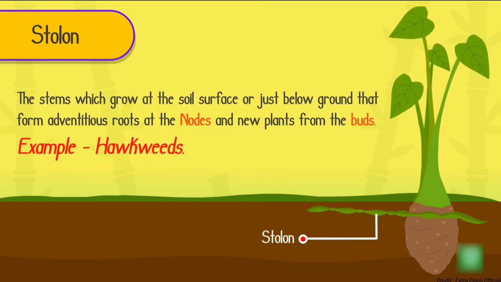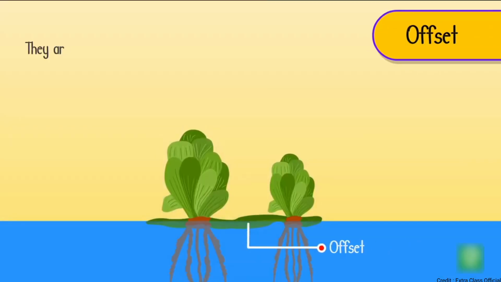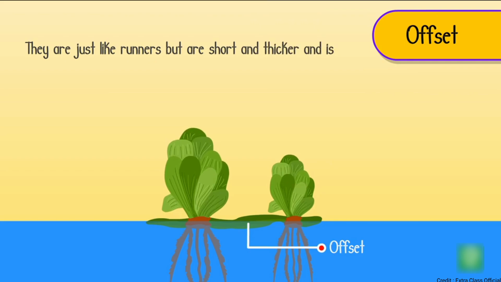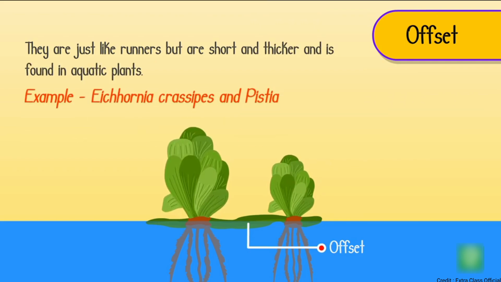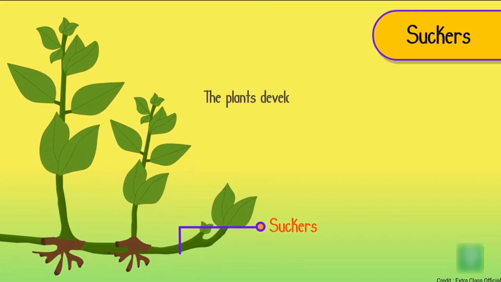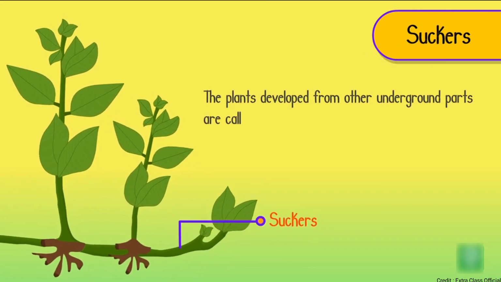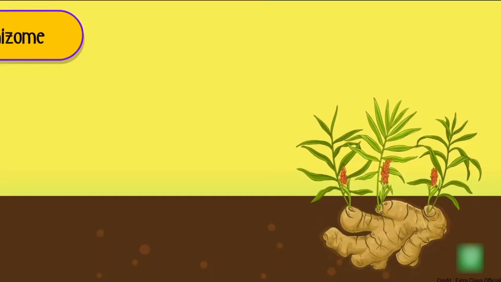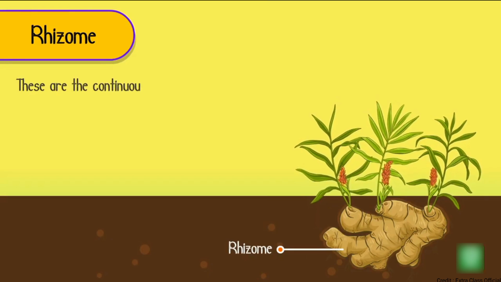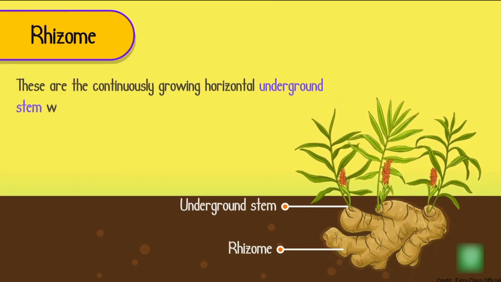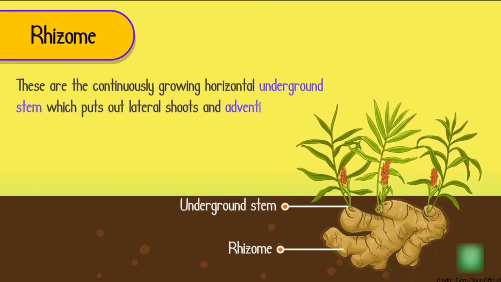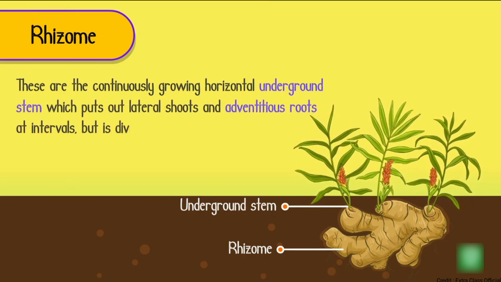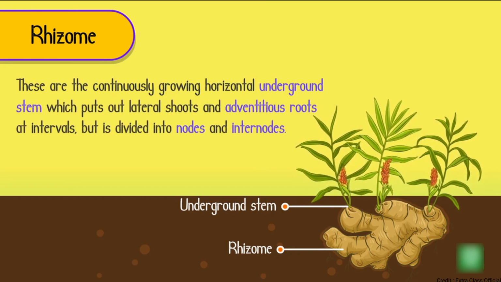Example: hawkweeds. Offset. They are just like runners but are short and thicker and are found in aquatic plants. Example: Eichhornia crassipes and Pistia stratiotes. Suckers. The plants developed from other underground parts are called suckers. Example: Chrysanthemum and Mentha. Rhizome. These are continuously growing horizontal underground stems which put out lateral shoots and adventitious roots at intervals, and are divided into nodes and internodes.